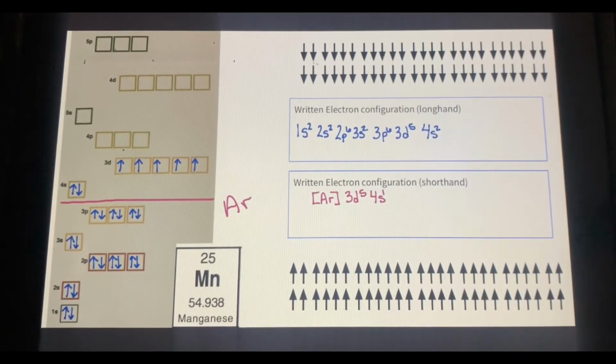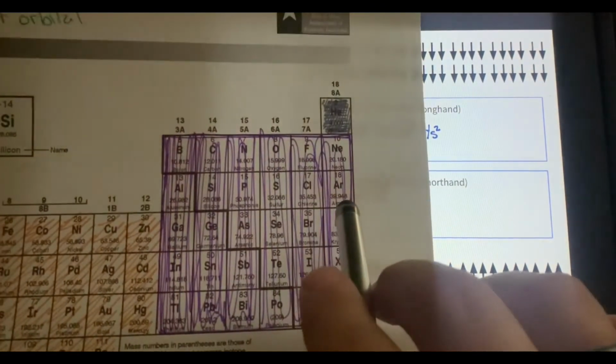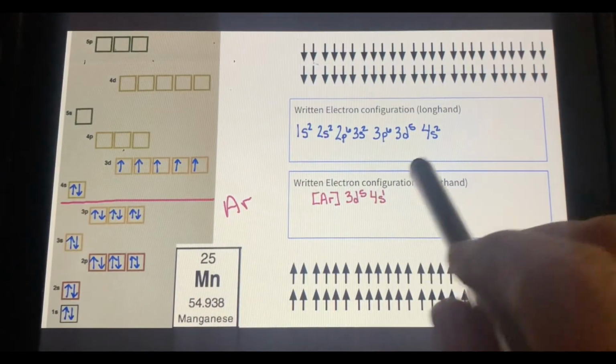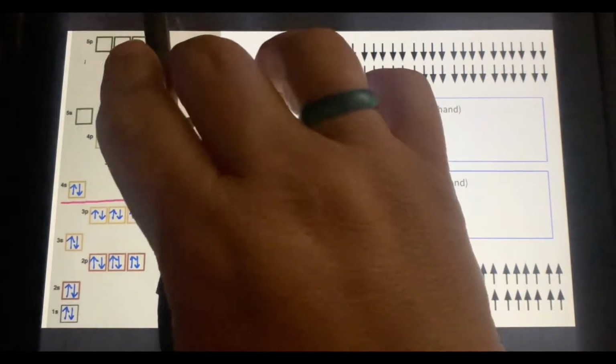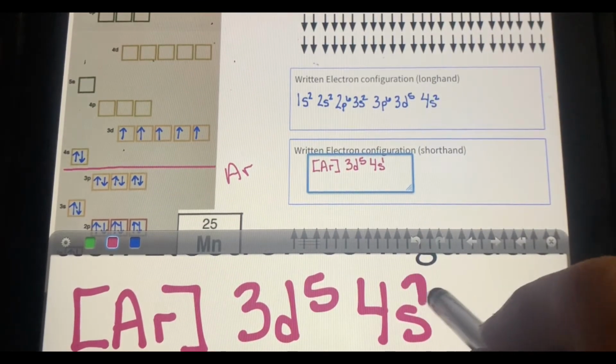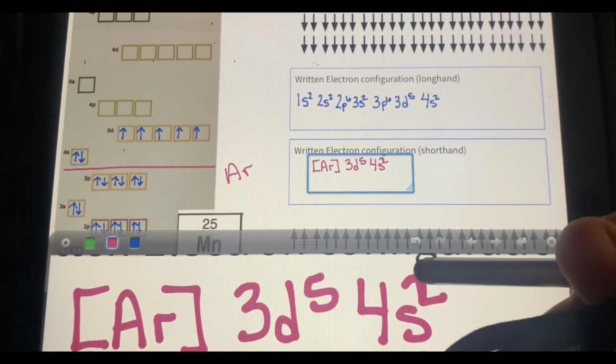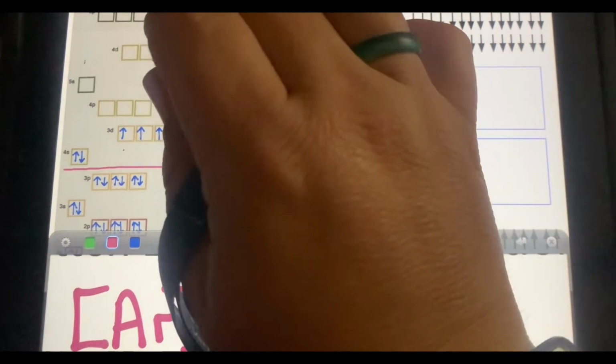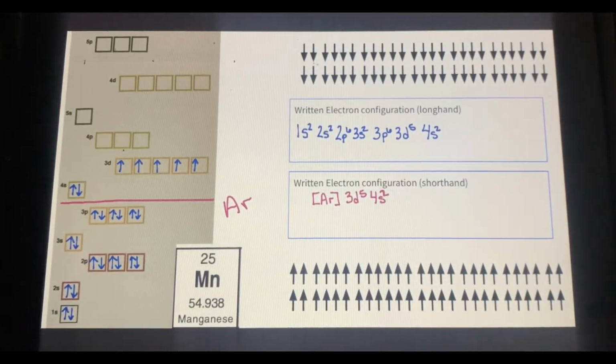I still have 25 because if I look at argon's atomic number, it's 18. Whoops, I just caught one of my errors. 18, 19, 20, and 25. So that's longhand and shorthand.